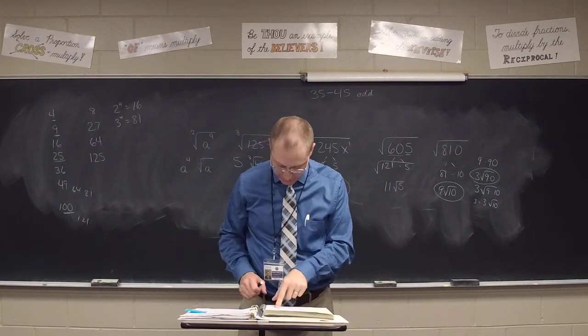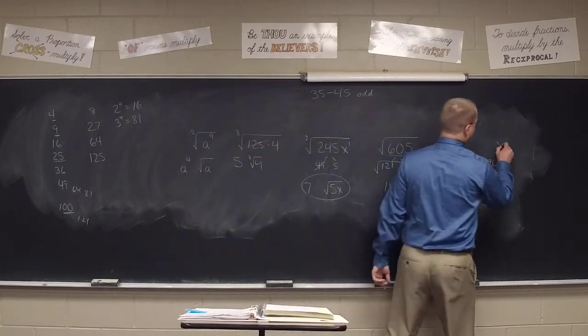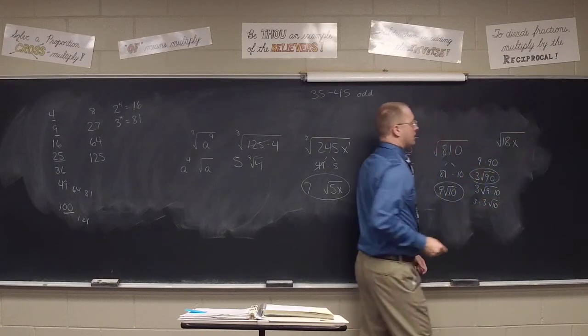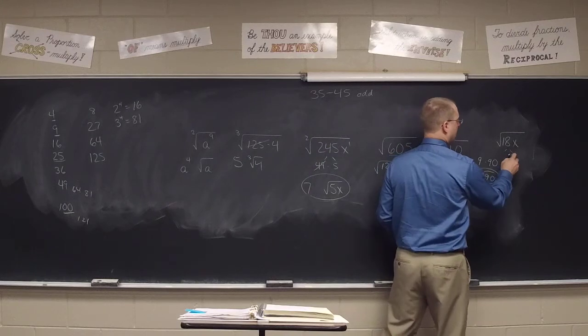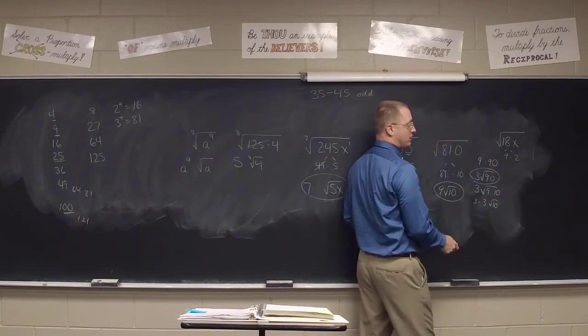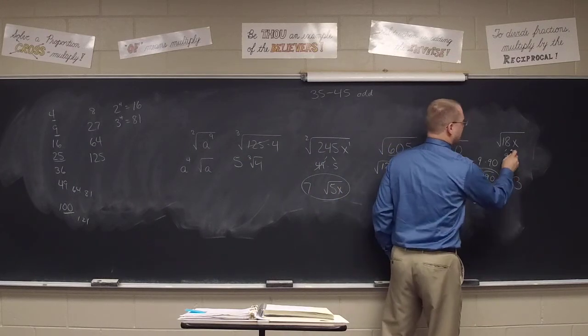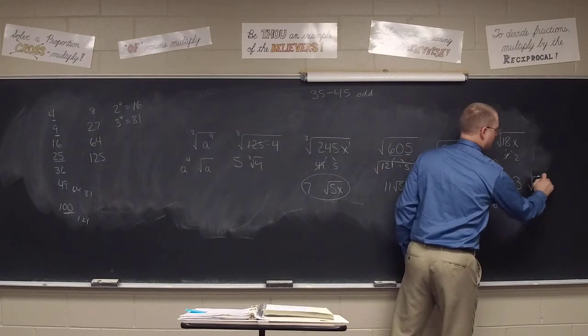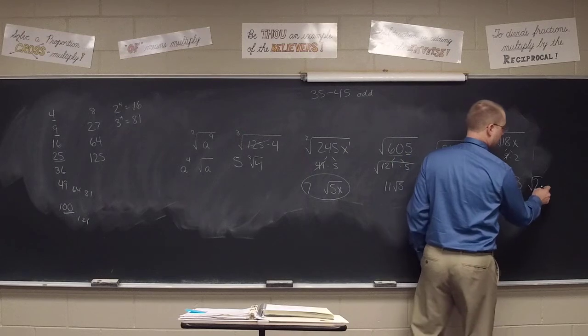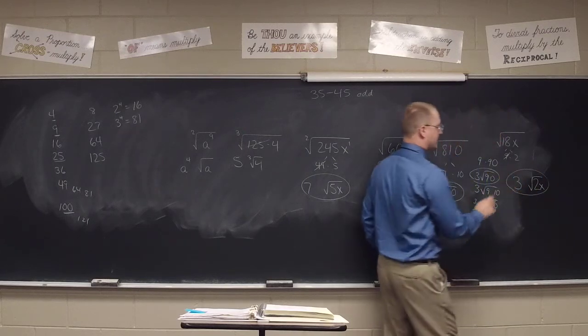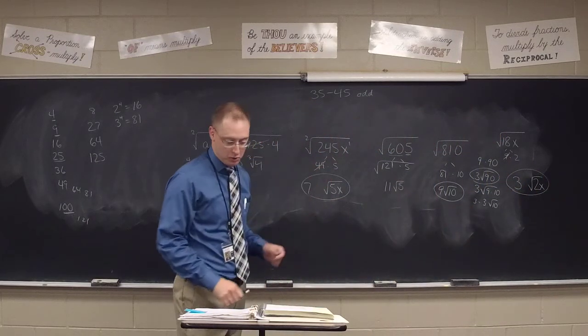And then number 45 is the square root of 18x. And Aubrey, square root of 18? 9 times 2, take the square root of the 9. 3, and then leave the square root of the 2. And then what about the x? Leave it in the radicand, right? Leave it there inside the radical as the root. So 3 times the square root of 2x.